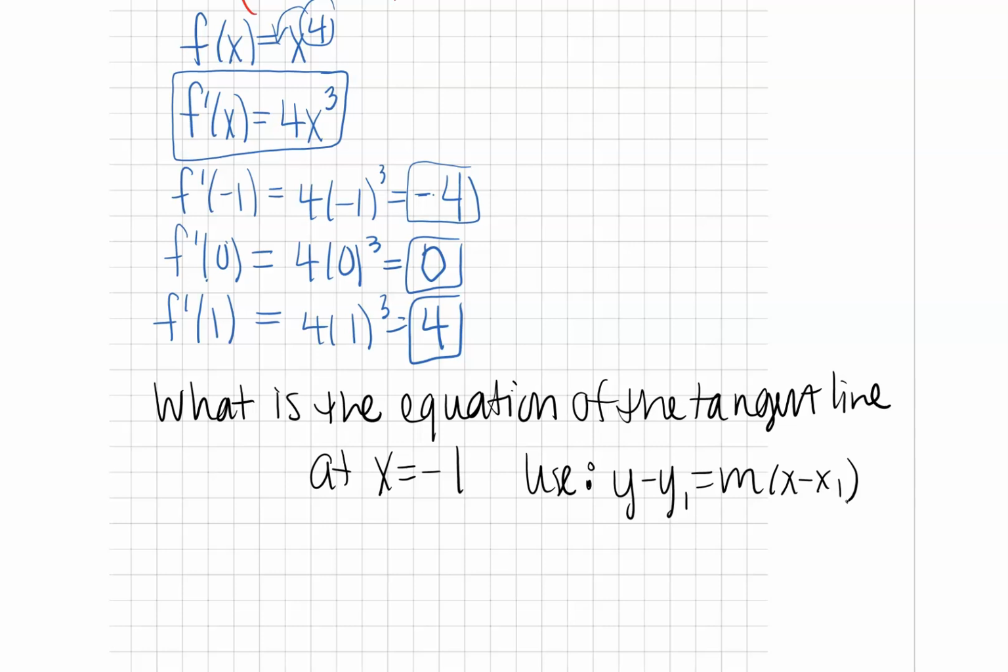So if I want to know what the equation of a tangent line is at x equal to negative 1, I'm going to have to know a little bit of information. I'm going to have to know a slope, and I'm going to have to know a point. And if I have those pieces of information, I can find the equation of a line. Well, I see that I have an x value. I know that the slope at -1 is -4. We just found that in the first part. So the only thing that we are lacking is this y1.